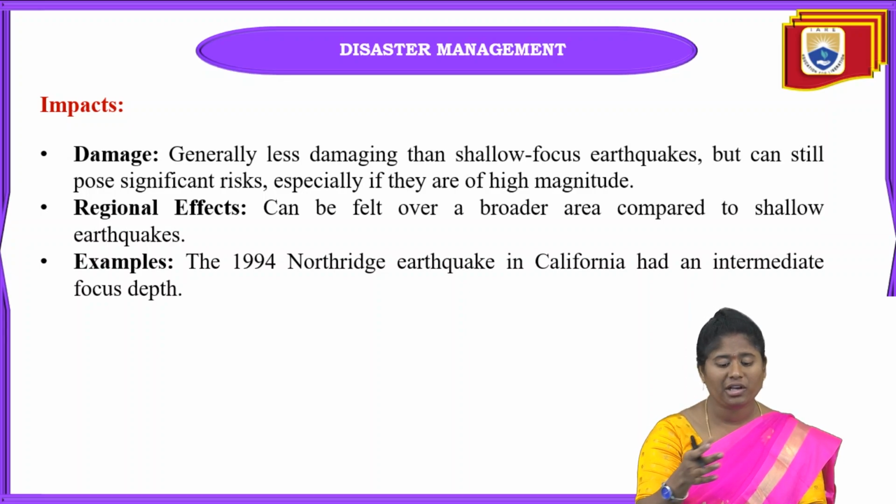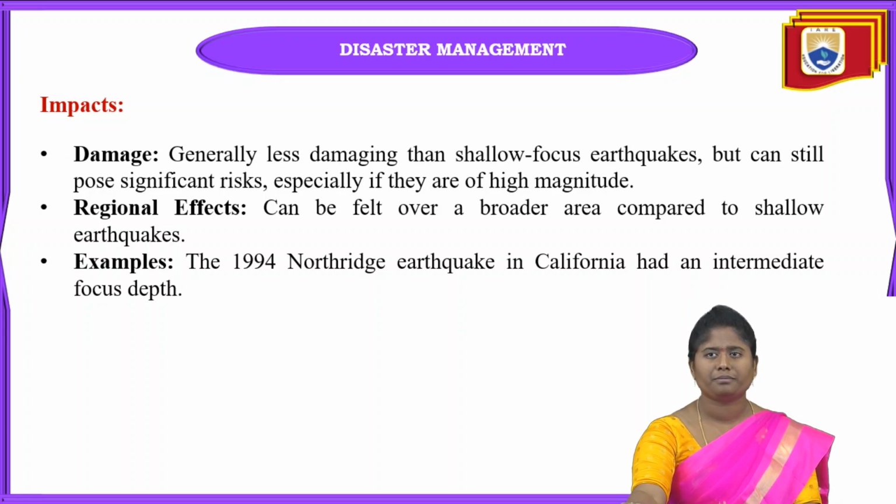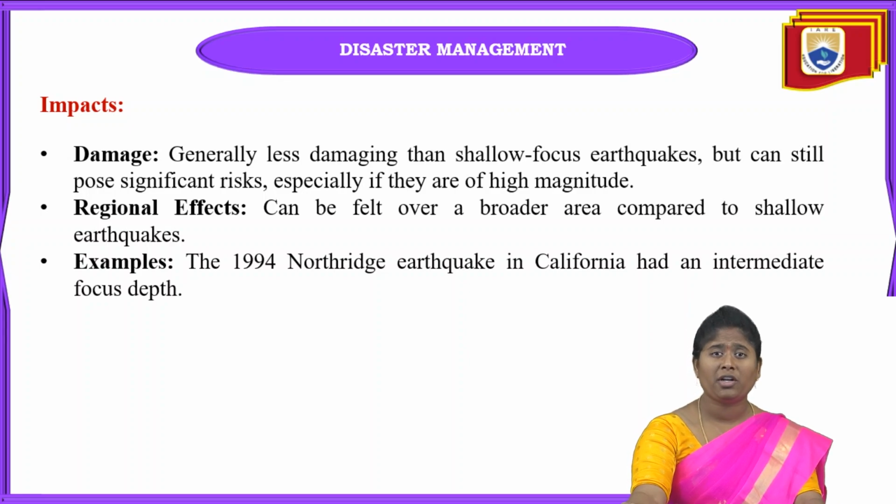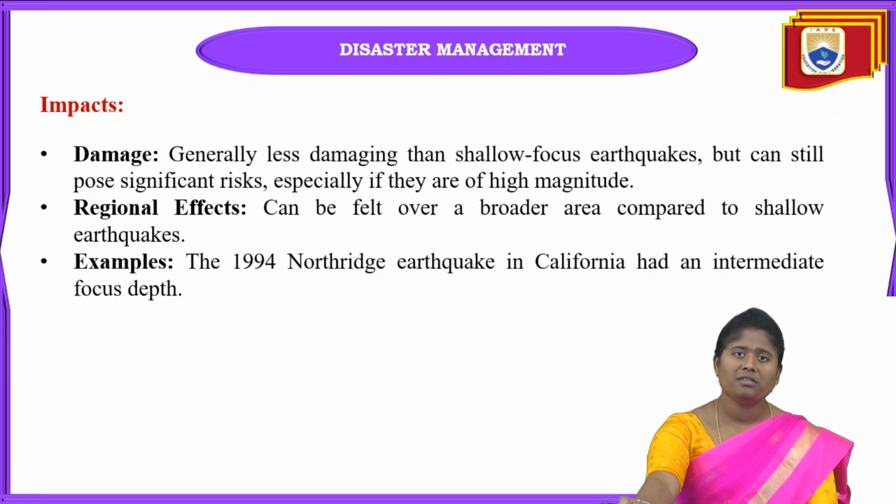And what are the regional effects? In what region can we imagine this type of earthquake? It can be felt over a broader area when compared with shallow earthquakes. The best example of this earthquake is the 1994 Northridge earthquake in California, which is an intermediate focus earthquake.